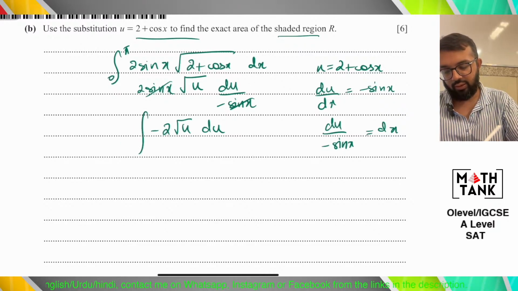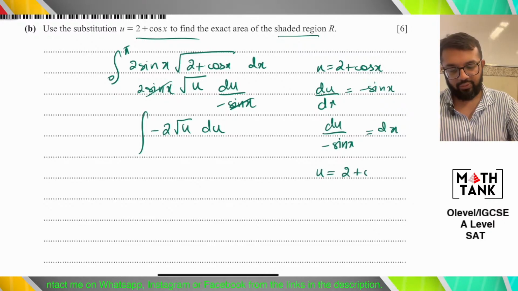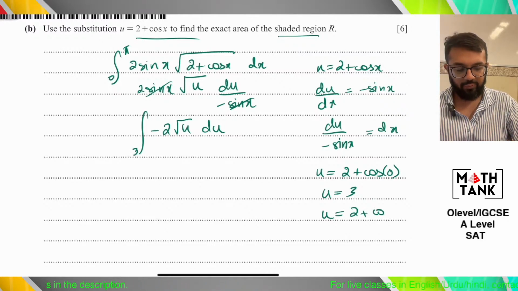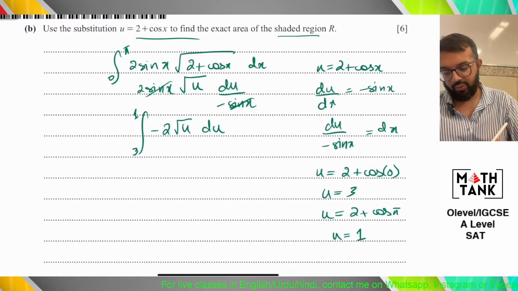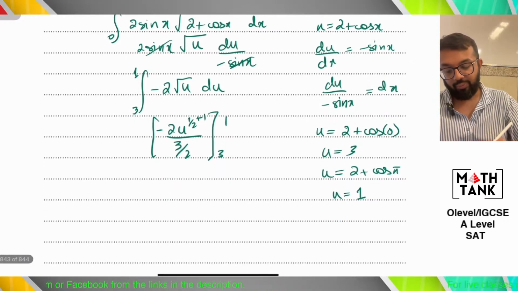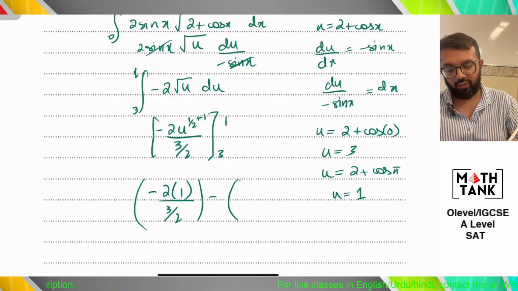U equals 2 plus cos of 0, which is 1, so 3. So the lower limit is 3. And 2 plus cos of pi. Cos of pi is minus 1, so 1. So our upper limit is 1. So minus 2 outside, or you can just do minus 2 u power half plus 1 divided by 3 over 2, and you have the limits 3 and 1. So remember the upper limit in this case is 1 and the lower limit is 3. It's the other way around.